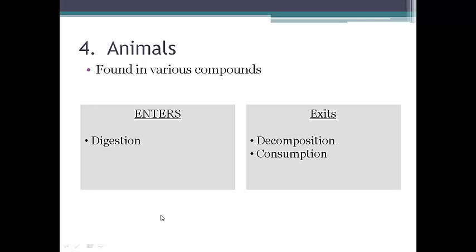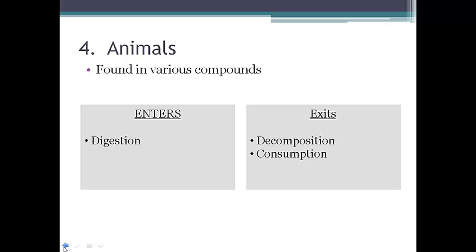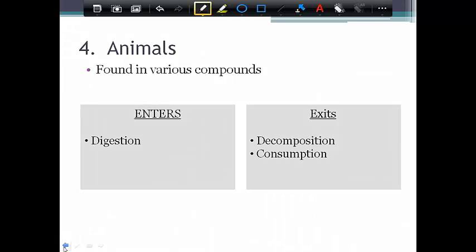All right, nitrogen is also found in animals like us, in various compounds in our tissues and things. So let's see how it gets there.